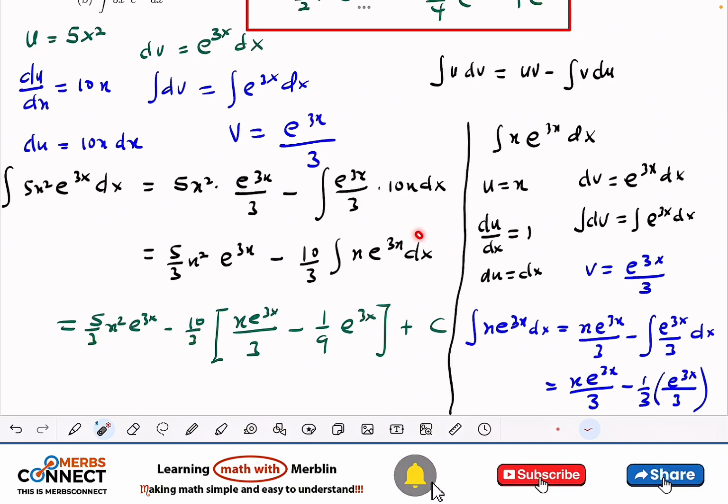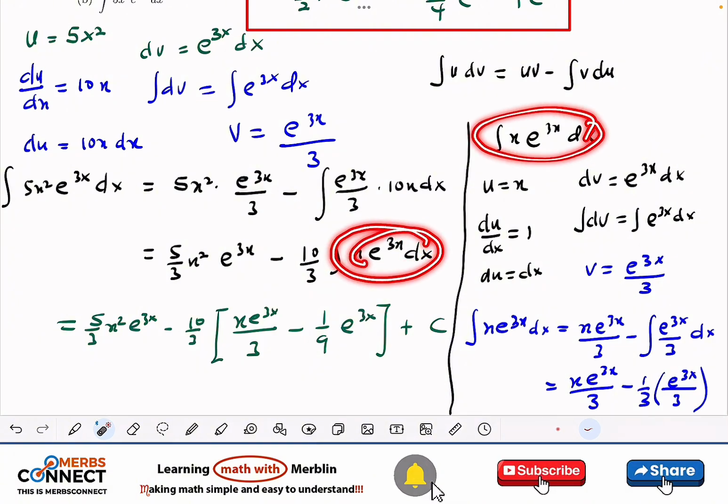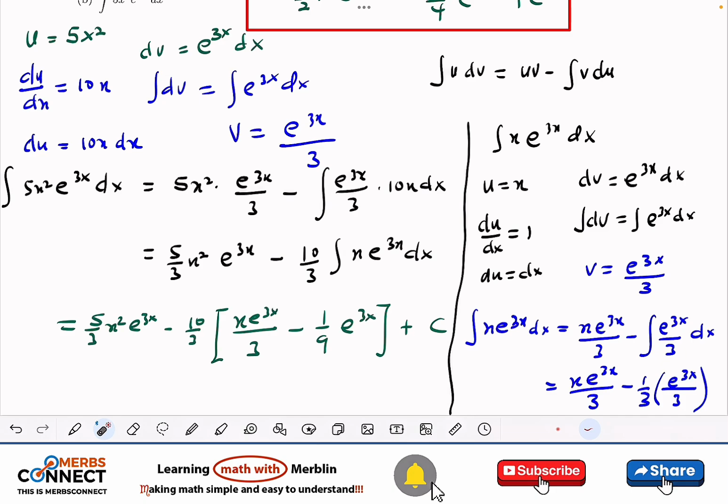So after getting here, I saw that I need to do integration by parts again. So I just need to pick only this, which is here, and do integration by parts again. So now we see that this, which is here, is equal to this. And then I just came to plug it in here. And I add plus c.